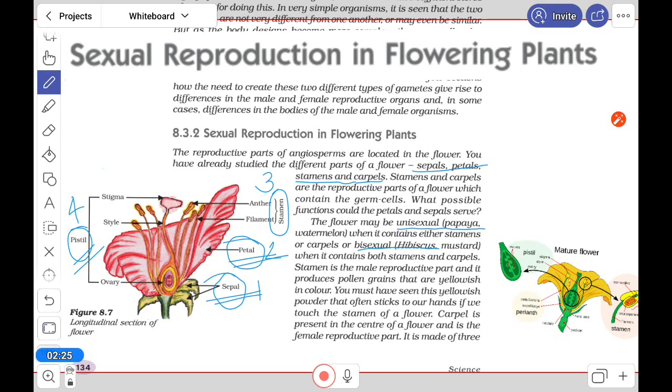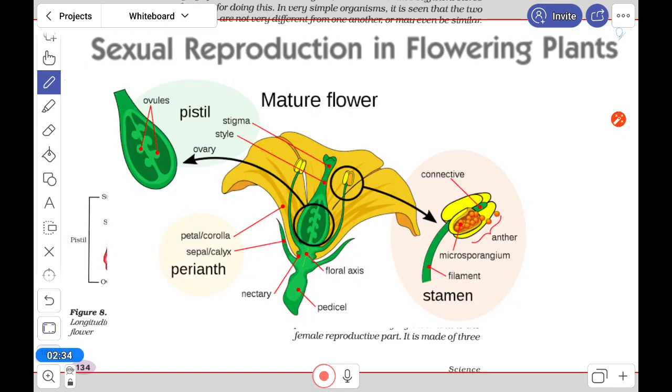Now we have to know the different parts of it. All right. Now here is one elaborate structure of a flower. You can see its different parts. First come here to the petal and sepal. Look at here, the sepal or calyx. This is the green part of it. So this is the first part.